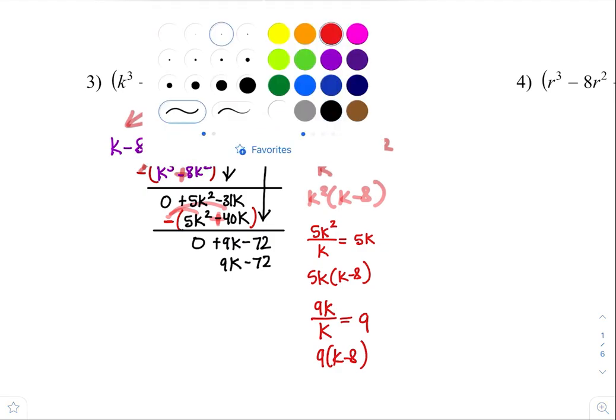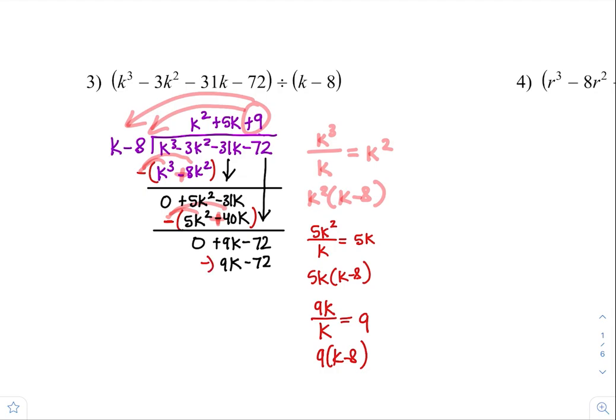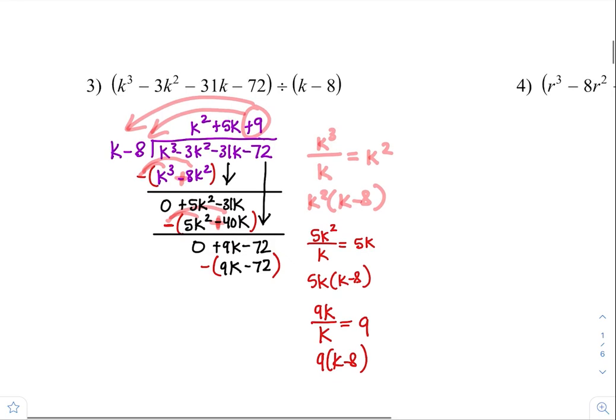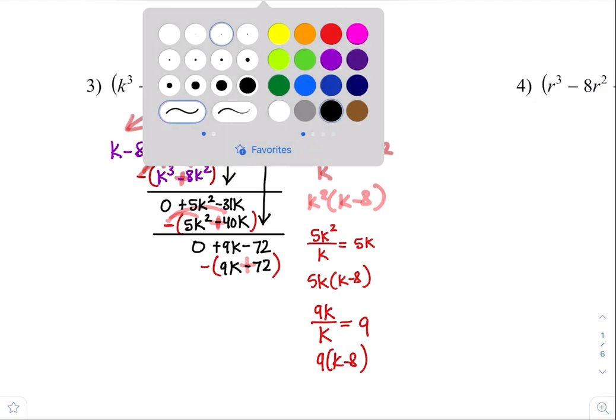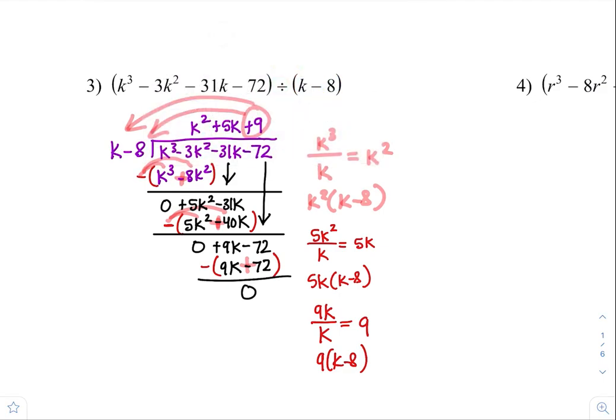So now we subtract, right, you guys? 9k minus 9k is 0. Negative 72 minus negative 72, so that means that's going to be a positive. Negative 72 plus 72, you guys, is 0. So what's your guys' answer? Your guys' answer is k squared plus 5k plus 9.